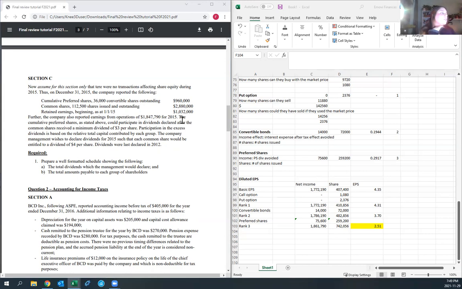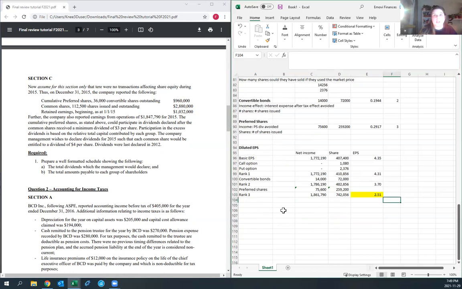The cumulative preferred shares, as stated above, could participate in dividends declared after the common shares received the minimum dividend of $3 per share. Participation in the excess dividend is based on the relative total capital contributed by each group. The company management wishes to declare dividends for 2015 such that each common share would be entitled to a dividend of $4 per share. Dividends were last declared in 2012. So they're going to ask us to do the total amount of dividends which the management would declare. So we don't know how much dividends that they're declaring. We're going to have to find that. And the total amounts payable to each group of shareholders.